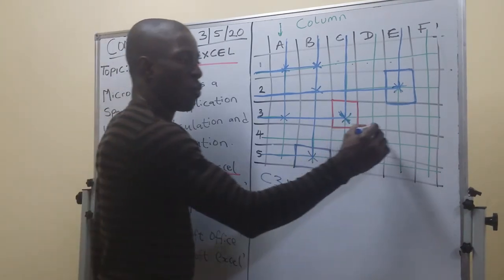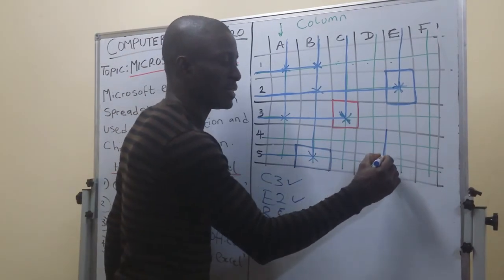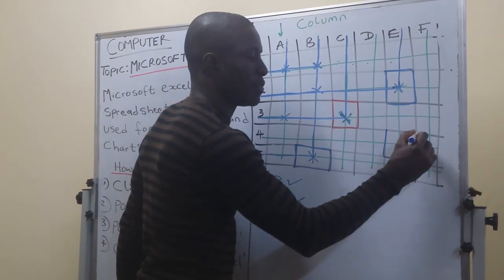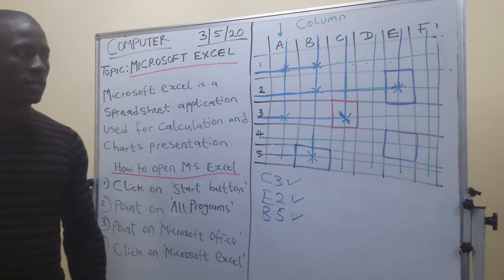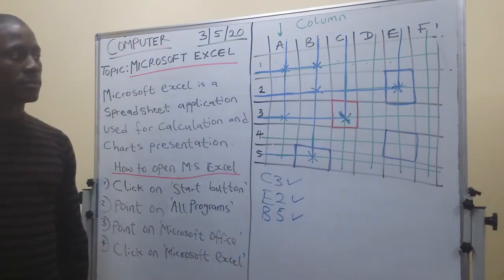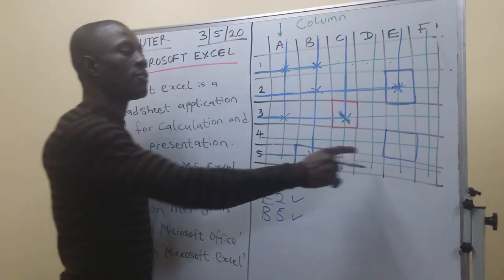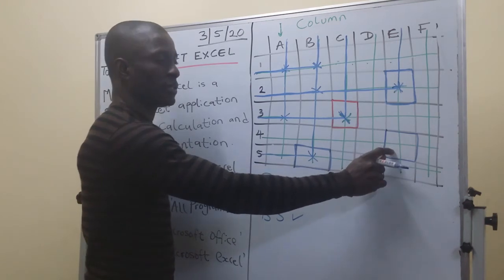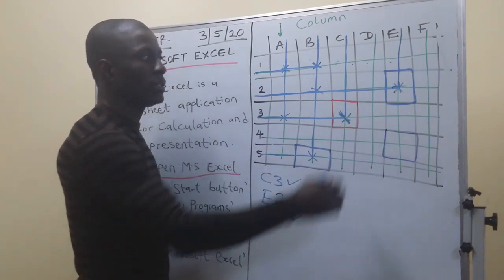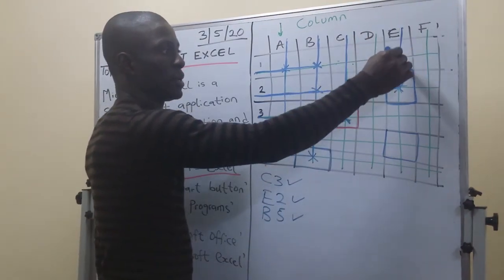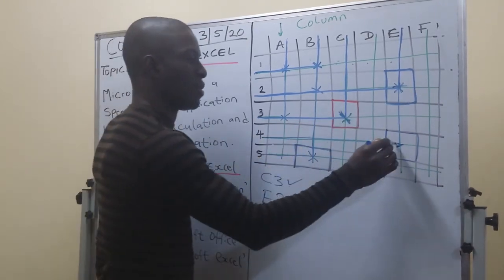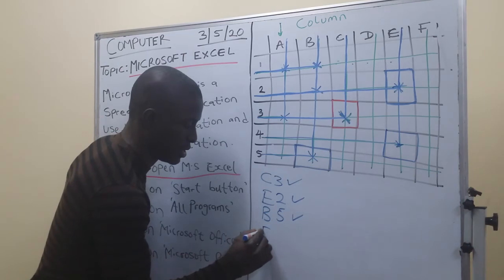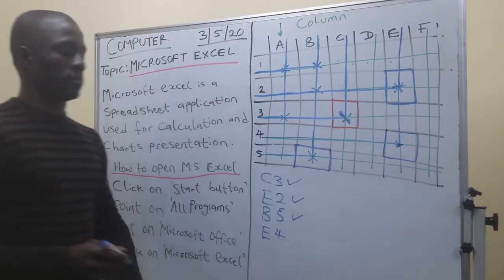Now, finally, what is the column and row that form this? The column and row that form this is E4. E4.